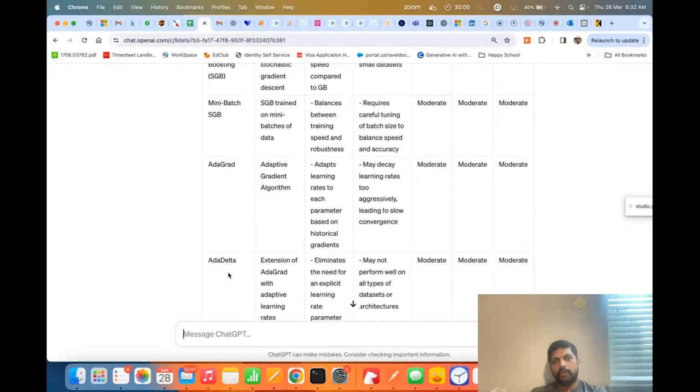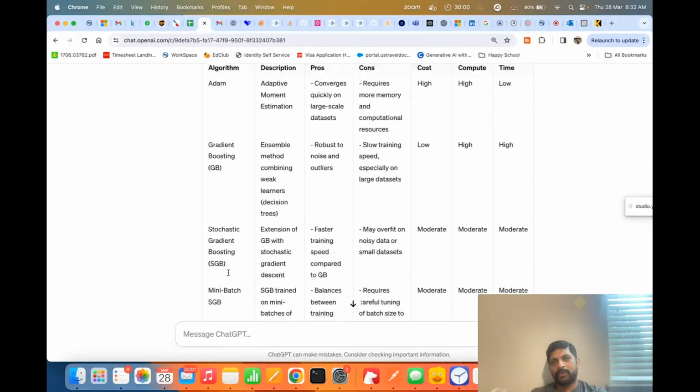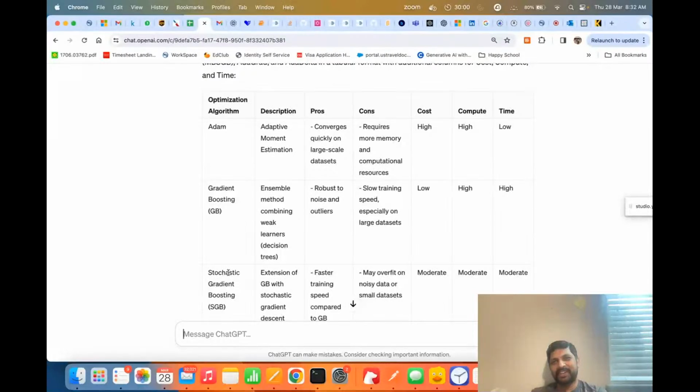So let's look at it. Adadelta, moderate, moderate, moderate, moderate, moderate. So this guy is giving everything as moderate. Okay. Cost wise, it still says GD is low. Time wise, that is low. Compute wise, everything is high. Doesn't matter, because even though you do it with a batch or individually, your overall compute will be the same. Only thing is you can do it in parallel and reduce some time, but your overall compute will be almost the same, right?